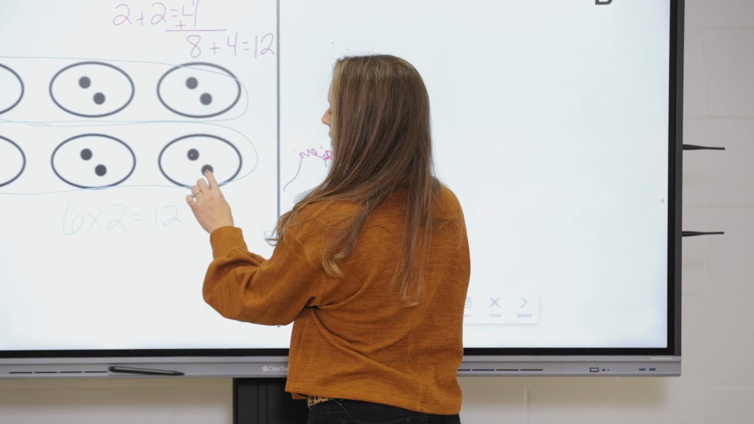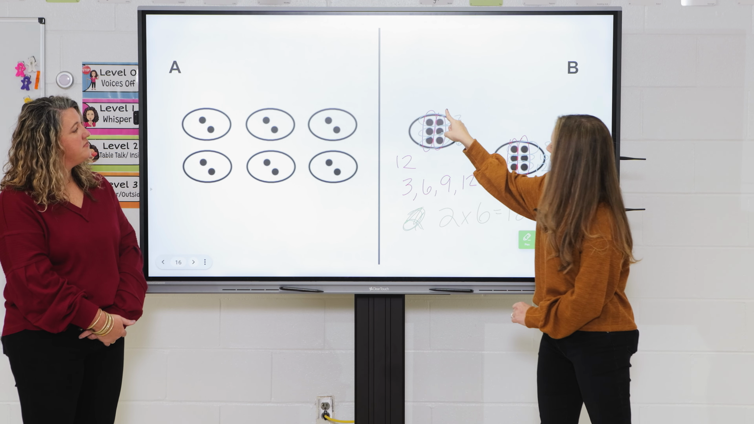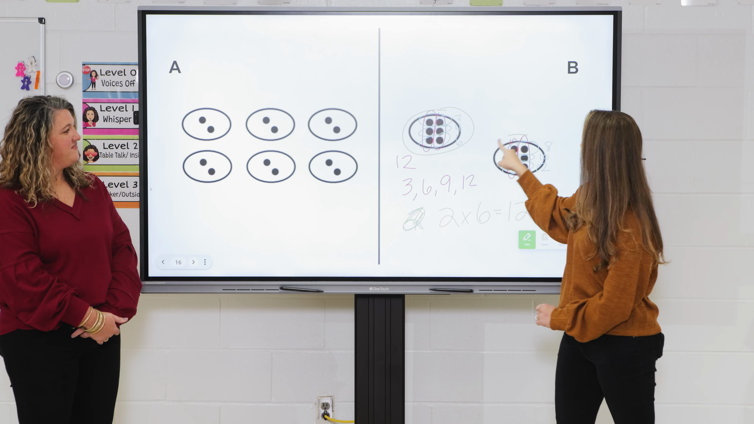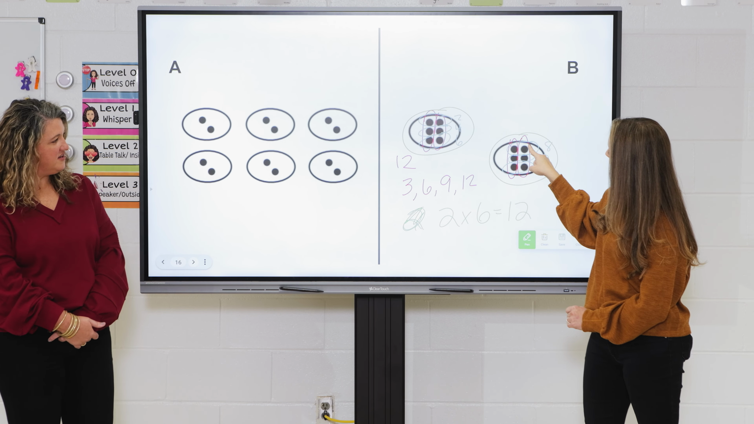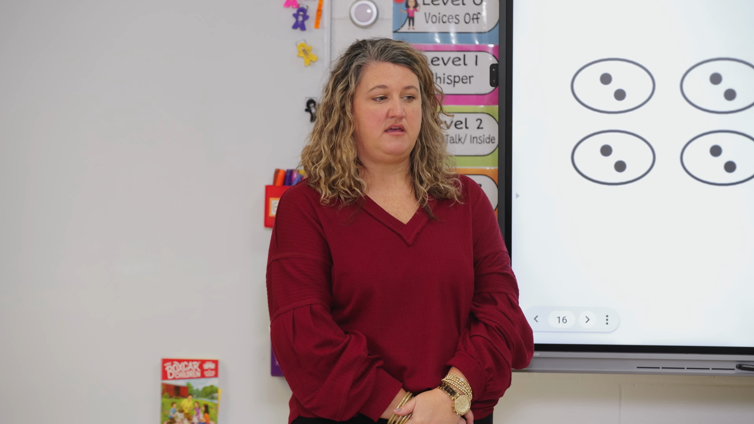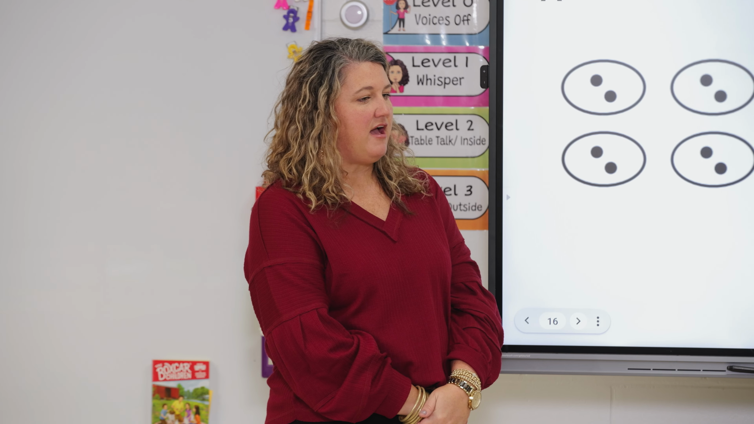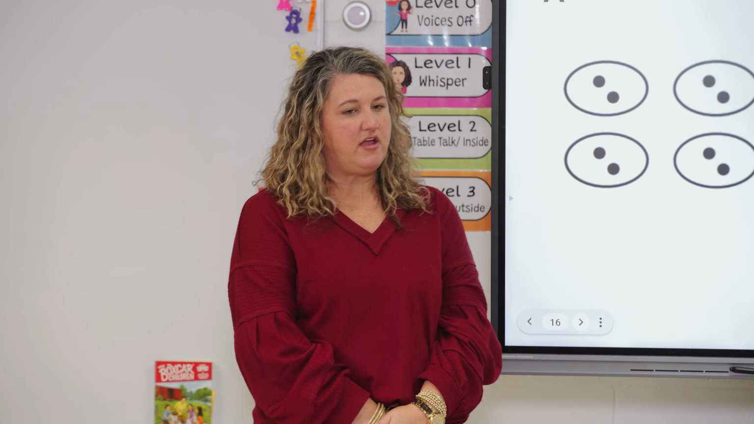Did anybody see it a different way? 2 times 6. Okay, justify how you saw 2 times 6. It's 2 groups, and it's 6 in each group. All right, very good. 2 groups with 6 in each group. So I want you to look at image A and look at image B, and let's look at how they might be alike and how they are different.